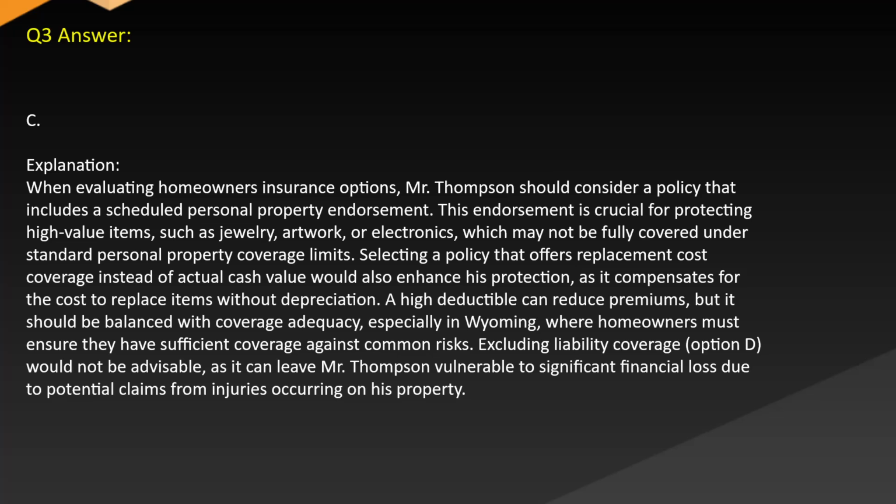Answer. C. Explanation. When evaluating homeowners insurance options, Mr. Thompson should consider a policy that includes a scheduled personal property endorsement. This endorsement is crucial for protecting high-value items, such as jewelry, artwork, or electronics, which may not be fully covered under standard personal property coverage limits. Selecting a policy that offers replacement cost coverage instead of actual cash value would also enhance his protection, as it compensates for the cost to replace items without depreciation.